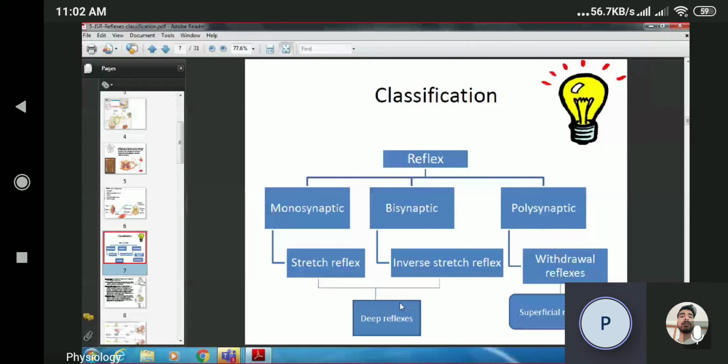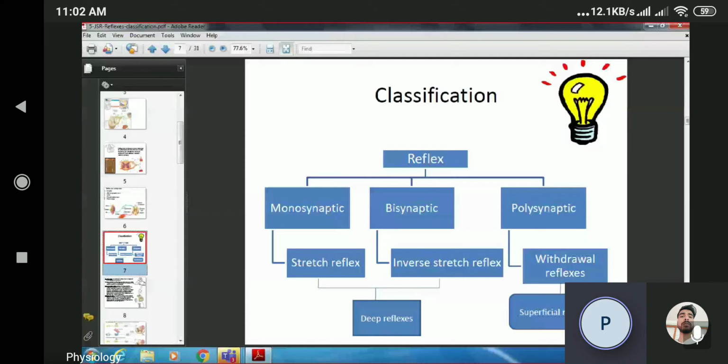The classification of reflex we were talking about is on the basis of the number of synapses. They are monosynaptic, bisynaptic, and polysynaptic reflexes. Bisynaptic means two synapses are there in a reflex arc. Monosynaptic means one synapse in the entire reflex arc. Polysynaptic means many synapses are there in one reflex arc.